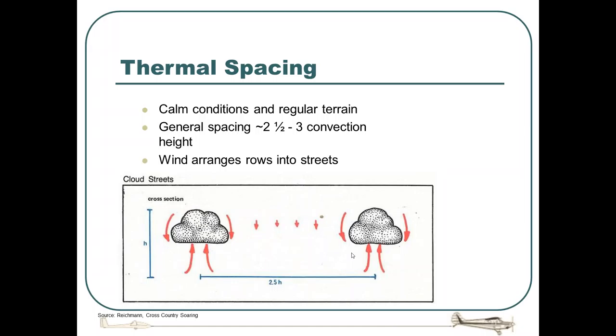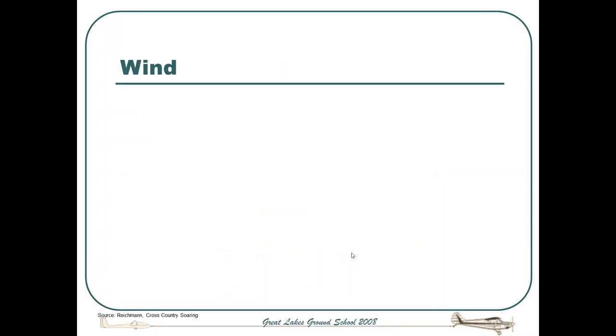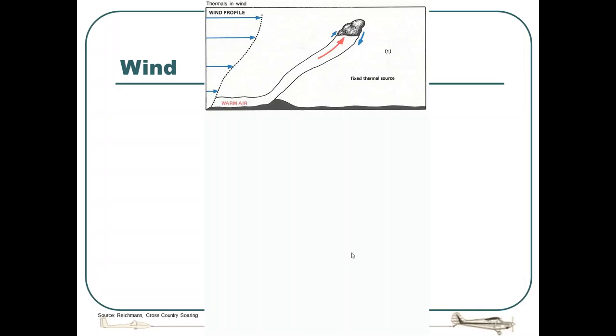The wind then arranges clouds into streets if there's a nice bit of wind blowing, and this becomes a cloud street. Cloud streets, I'll show you some pictures up a little bit later on cloud streets and how they run and what you can do with them. Once again, here we have what happens with the wind's effect on a thermal.